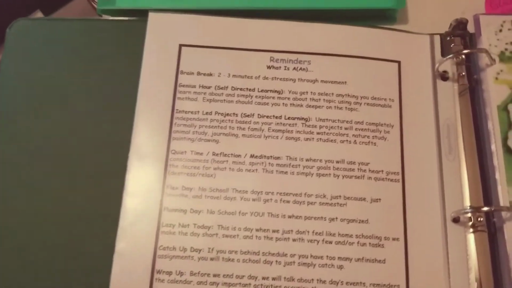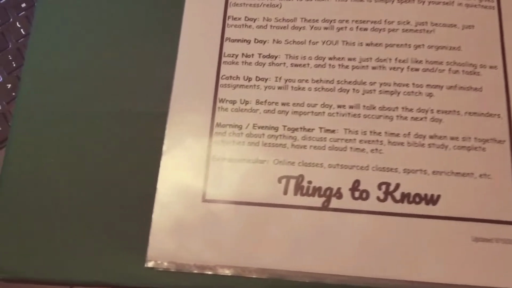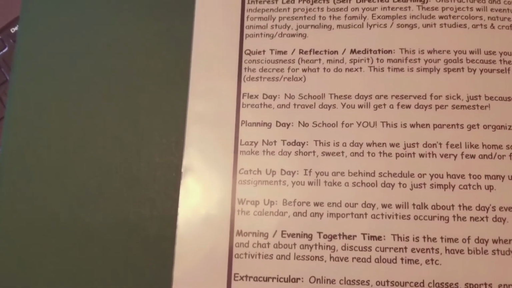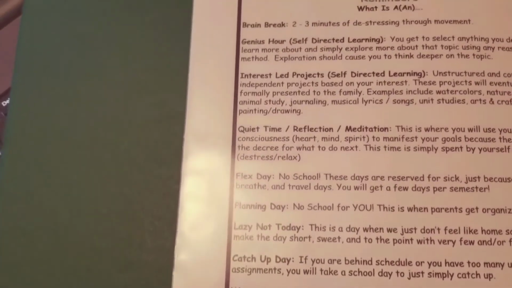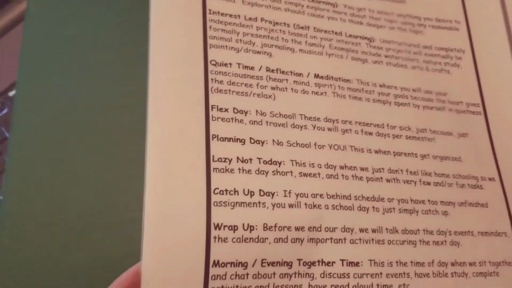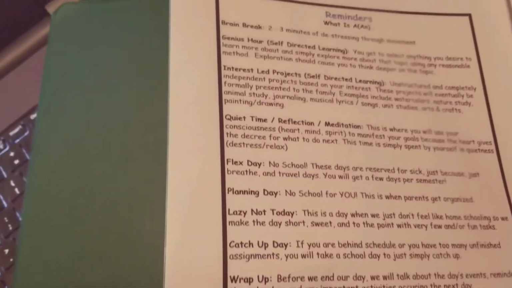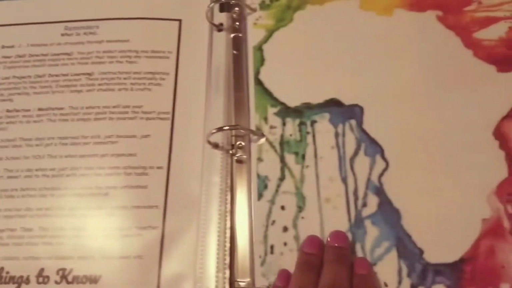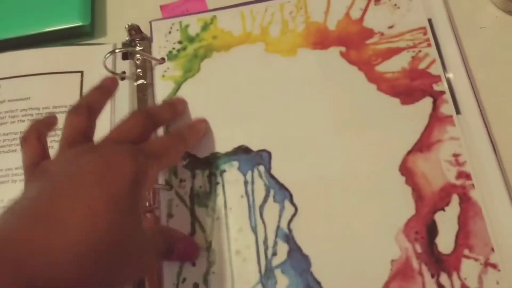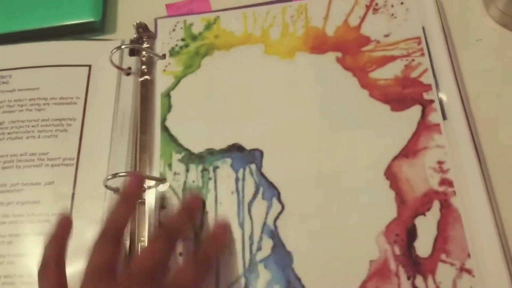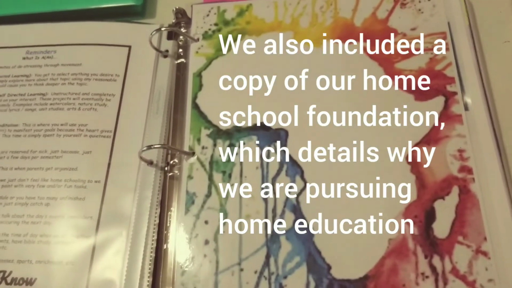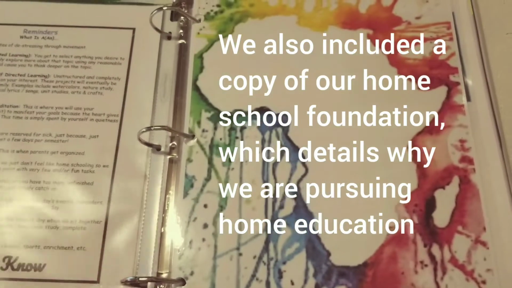We also included a reminder page so that when I tell him, oh, today's a flex day or a planning day, or we're going to have together time, or let's do brain breaks, this page just tells him what those different things are. So it's like a reminder or reference page. And this is just a laminated sheet of paper. I printed the continent of Africa in color, laminated it, and used it as a page divider within his binder.